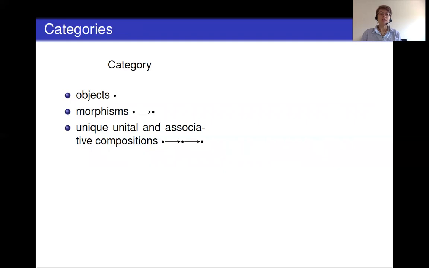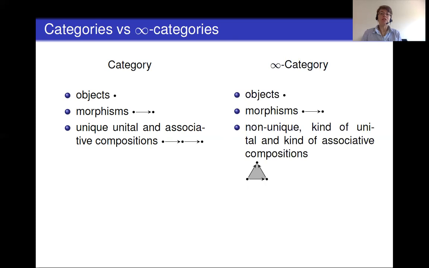Now, this is very nice and very helpful, but there are many situations where categories are too strict, and things which seem to compose into a category actually don't. For example, higher lifts of a fundamental groupoid of a space, or higher versions of derived categories in algebra, will not form a strict category, but instead something which we call today an infinity or infinity one category.